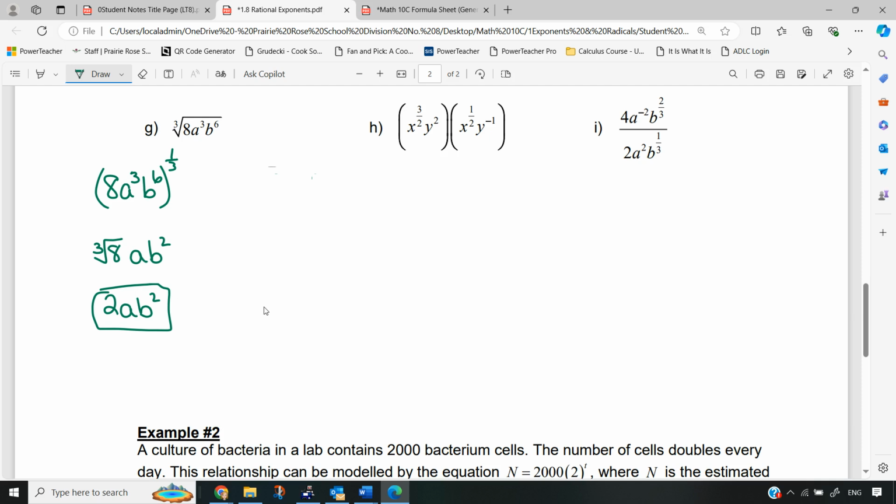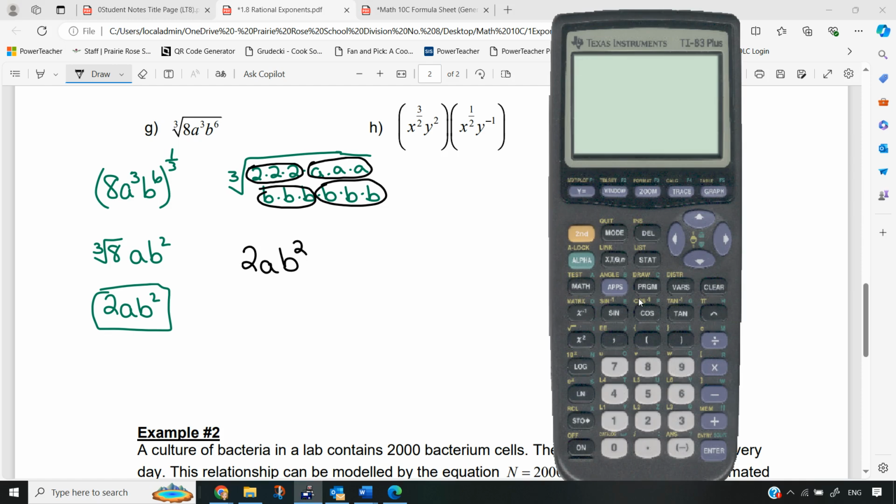Another way to approach this is just to deal with the radical. So I'm going to take the cube root of 8, but I'm going to write it as 2 times 2 times 2, and then we have 3 a's and 6 b's. Now when I'm taking the cube root, that means I'm looking for groups of 3. So there's a group of 3 2's, there's a group of 3 a's, and I have 2 groups of 3 b's. And for every circle, I'm going to pull out a value once. So I've got 2, I've got a, and b times b would be b squared.